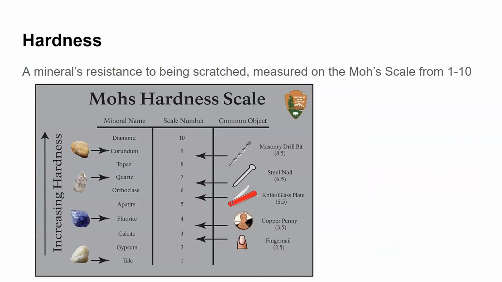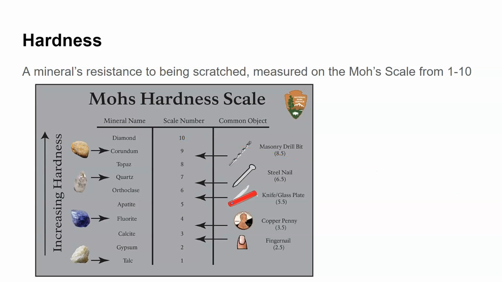The next characteristic is hardness, and this is a mineral's resistance to being scratched, measured on what's known as the Mohs hardness scale. It's a measurement of 1 to 10. Right, so down at 1, we have the mineral talc. It's very, very soft. All the way at the top of the scale is diamond. That is the hardest naturally occurring material known to man.